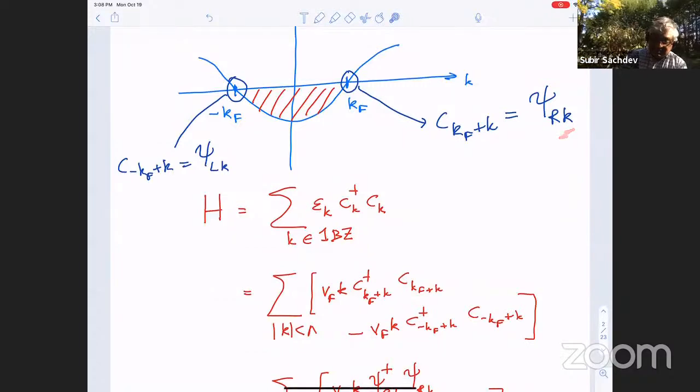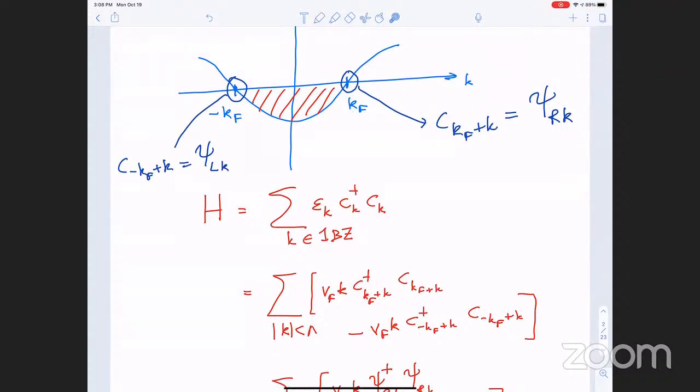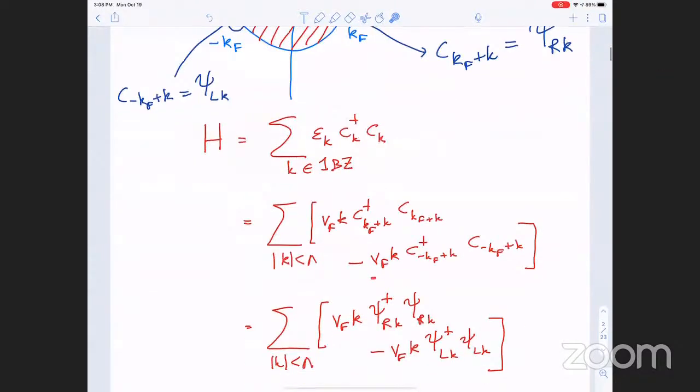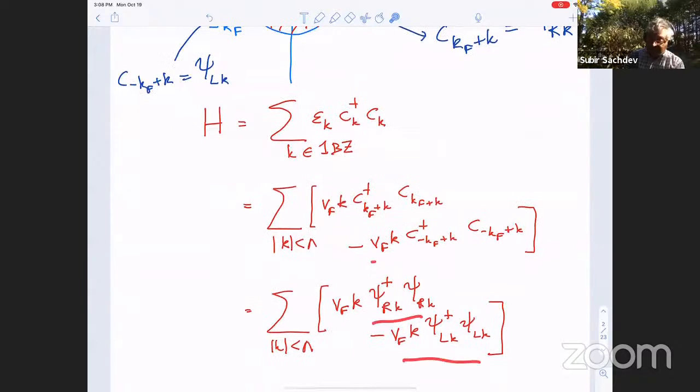This k here is always increasing to the right. It's just that the point is at minus K. So the energy here for the left movers, if you write it in terms of right and left movers, the energy for right movers increases with K, and the energy for left movers decreases with K.